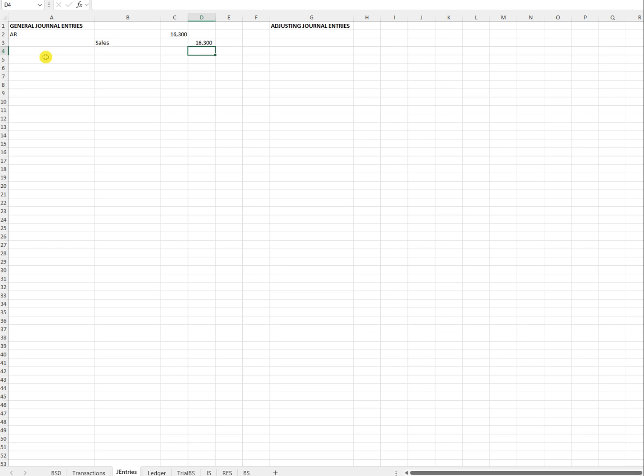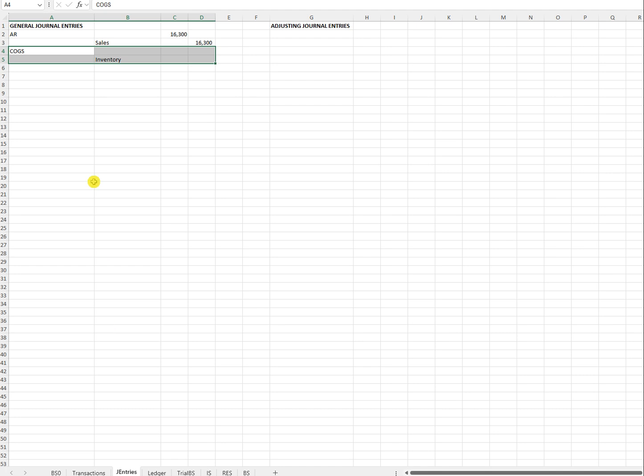But that's not all for sales transactions, because for sales transactions we also need to record the cost of sales. So for the cost of sales, we're going to increase the cost of goods sold. And meanwhile, because we sell, we're going to reduce our inventory. So we credit inventory. This journal entry is on the revenue side, and this journal entry is on the cost side.